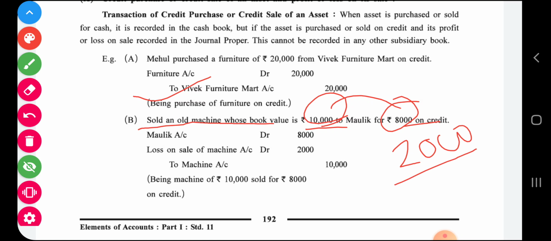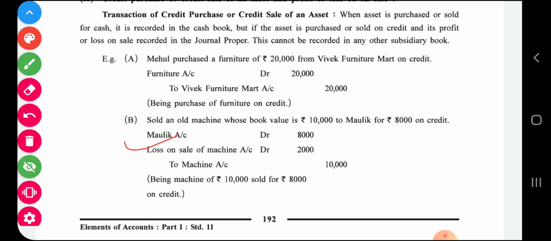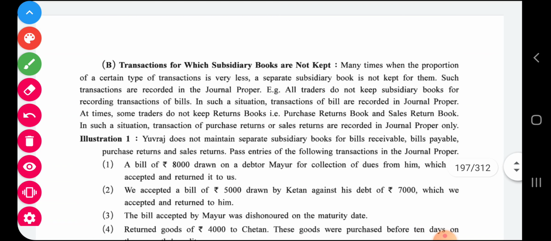As per the rules of double entry, Maulik is the receiver, so Maulik account debit 8,000. There is a loss, so loss on sale of asset account, that is loss on sale of machine account debit 2,000. To machine goes out, so to machinery account 10,000. Okay, this entry will be passed in journal proper. Okay, I hope you are following this.